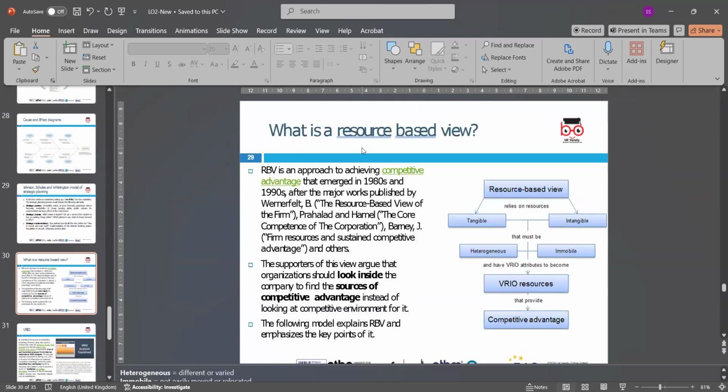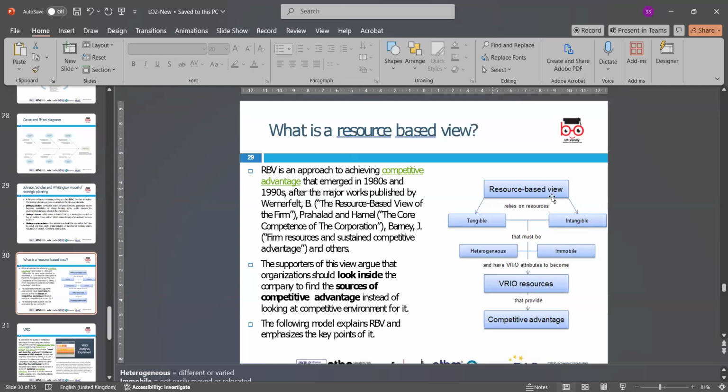Okay, what is a resource-based review? So when we do the external analysis, SWOT analysis, or internal analysis, value chain analysis, these kinds of analysis help us to find out what kind of strategy, strength, or what kind of competencies we have in terms of the resources. Okay, so you can use the SWOT analysis, value chain analysis. These are helpful to find out this resource-based review.